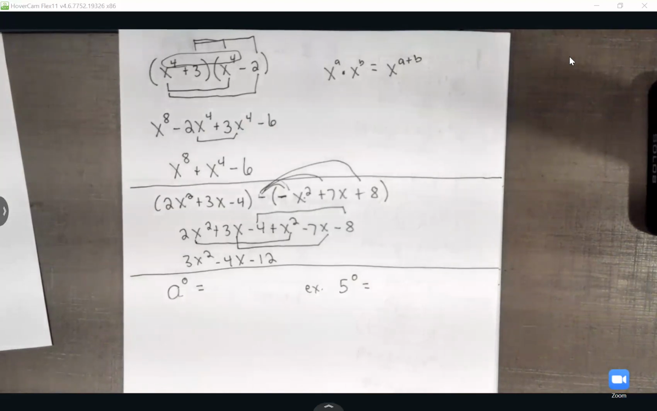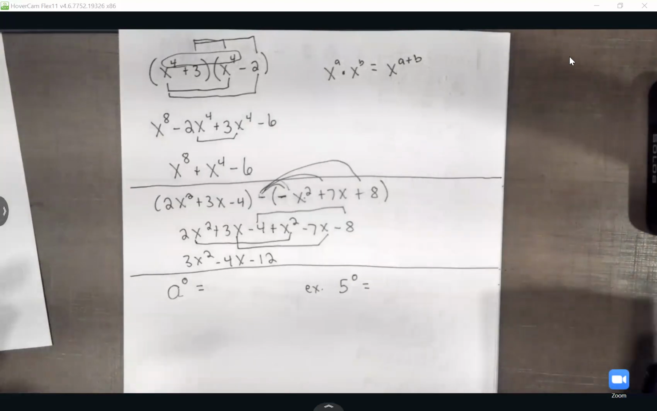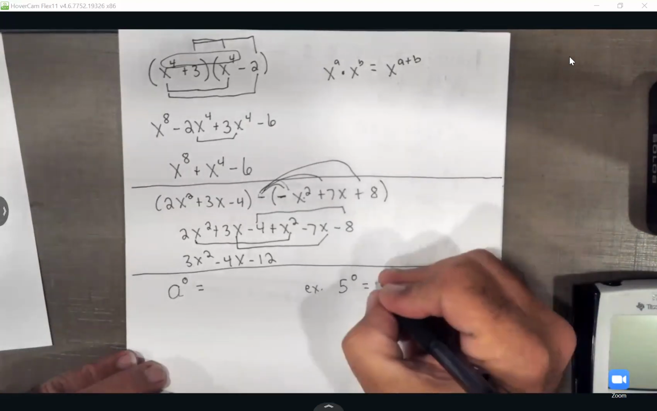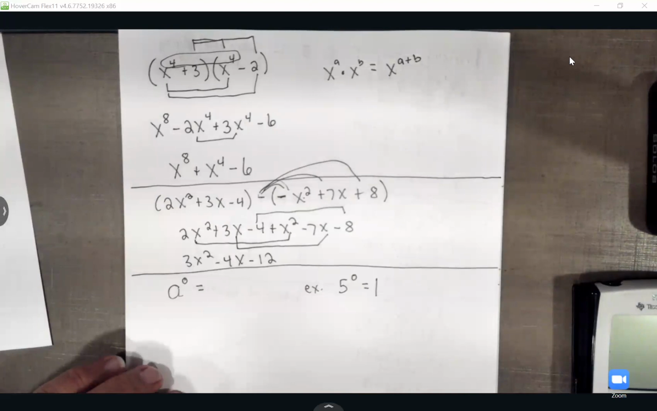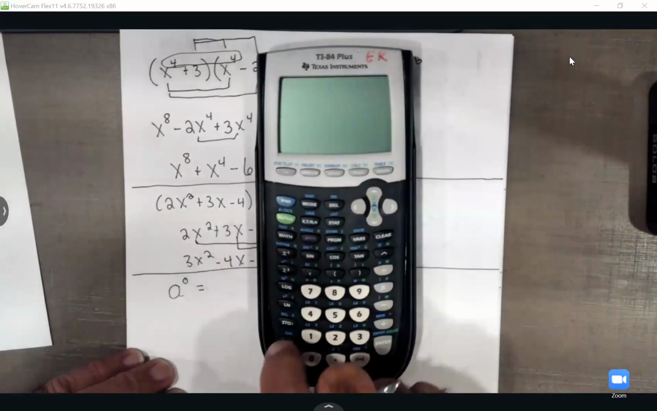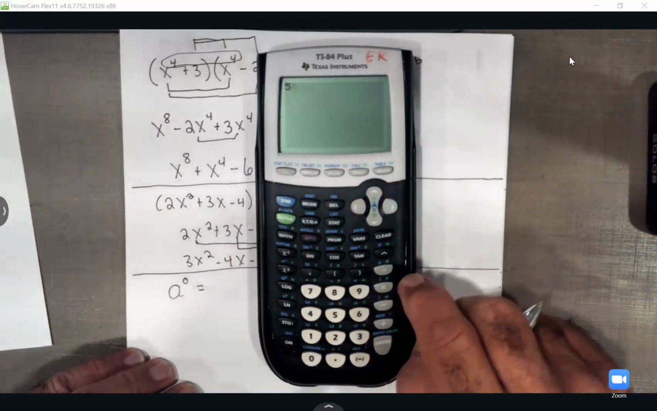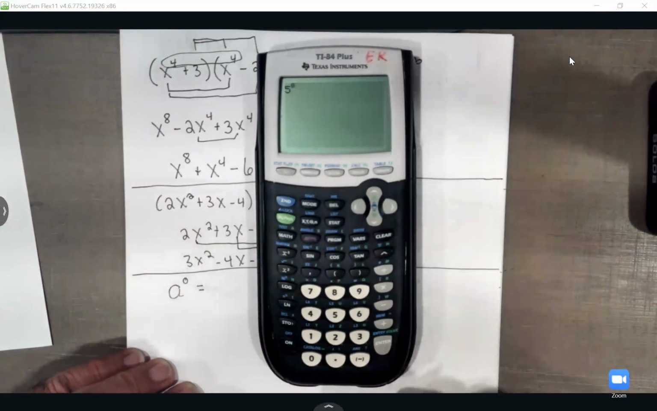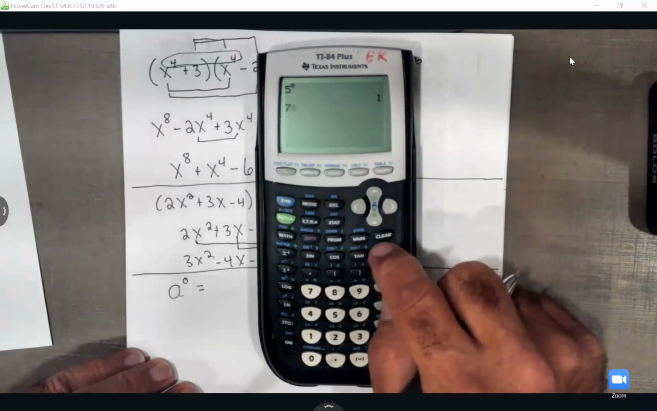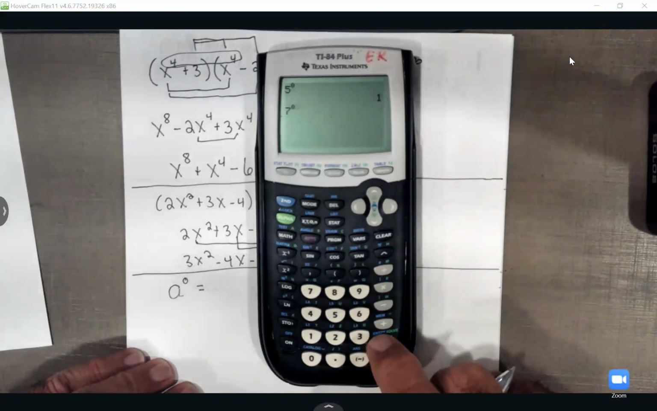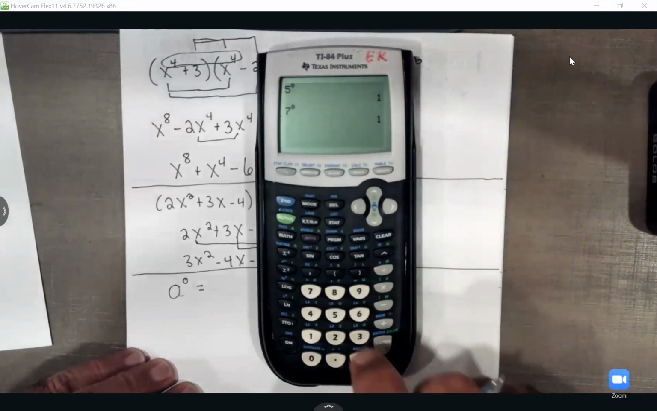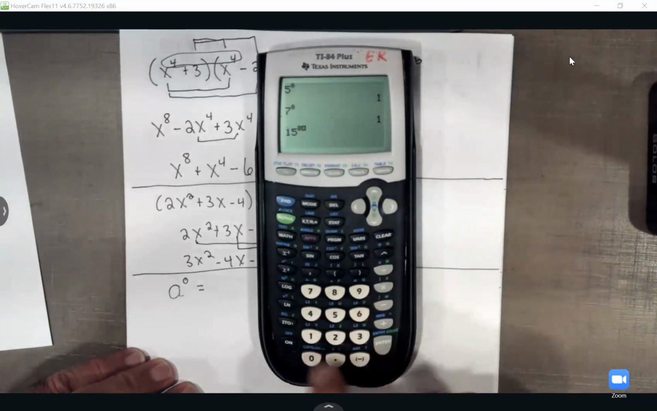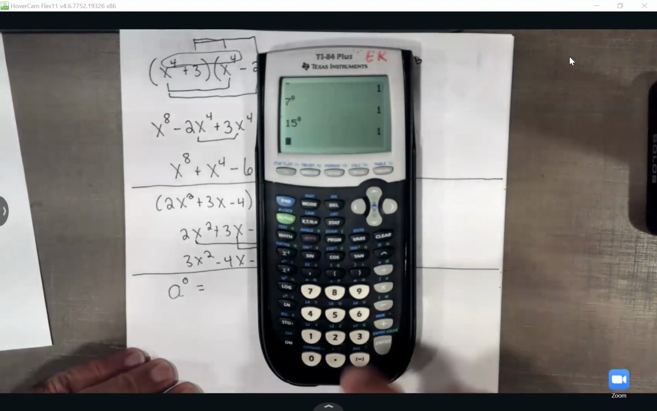It's 0? Oh, someone said 1. Who just said that? Sorry, it is definitely 1. Y'all watch this. 5, hit my caret key to put my exponent 0 in, and 5 to the 0 is 1. 7 exponent 0 is 1. 15 exponent 0 is 1.